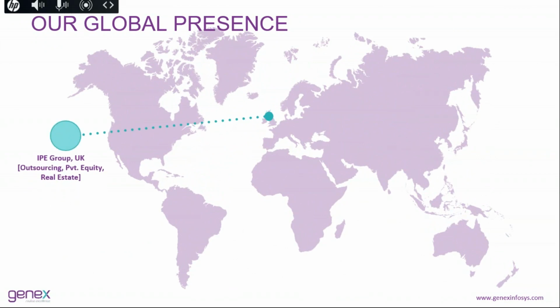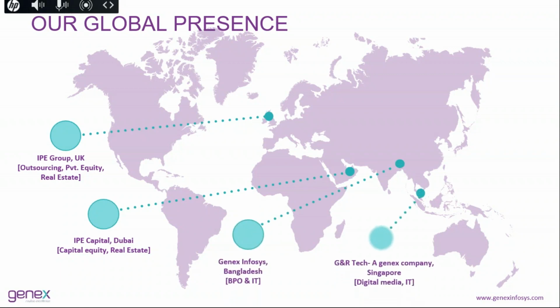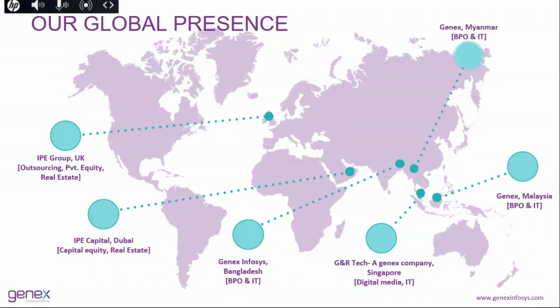So apart from Bangladesh, in Dhaka and Chittagong, we have our presence in the UK, which is bound by our group, the IP Group, because Genex Infosys is a company of the IP Group, actually a sister concern. We have our footprint in Dubai, and in Bangladesh, in Dhaka and Chittagong, as I said already. We have our footprint in Singapore, and we have a fully functional operational office in Myanmar, along with 320 seats for BPO and IT services.